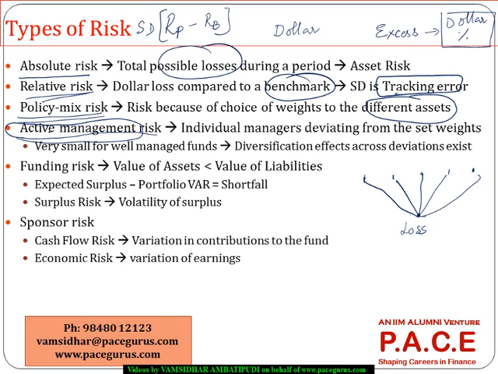It may not be so serious, especially for well managed funds, because whatever loss can come from one active management decision could be compensated by the profit coming from another. So there is a lot of diversification effect that can come for well diversified portfolios. The impact is very small. So we don't need to spend too much effort understanding this active management risk. Whereas, yeah, this is one major aspect, the funding risk.